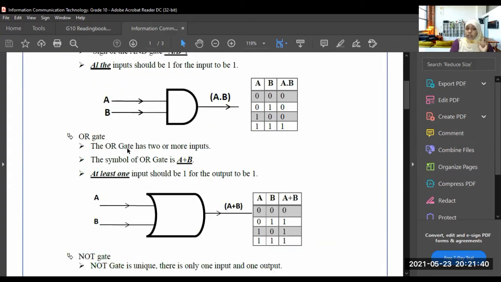The OR gate has 2 or more inputs also. You can input 2 or more than 2 inputs in an OR gate. The symbol of the OR gate is plus. This is not A plus B, it is A OR B. Understood?